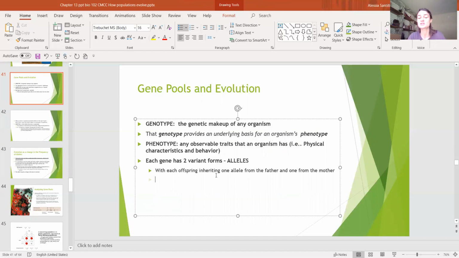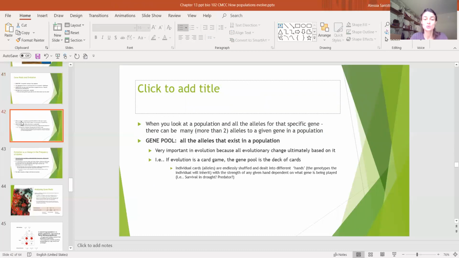Okay, so each offspring inherits one allele from the father and one allele from the mother. So when you look at a population and you look at all of the alleles for that specific gene, there can be more than two alleles to a given gene in a population. This is known as a gene pool. So take, for instance, humans, right? Let's pretend that the blue eye allele is recessive and the brown eye allele is dominant, okay? So if I have one brown allele and one blue allele, I'm still going to have brown eyes.